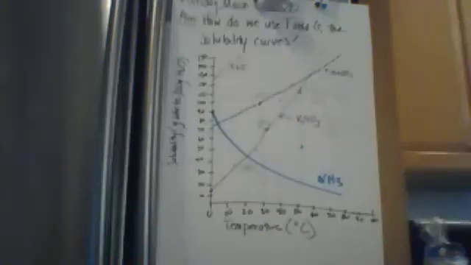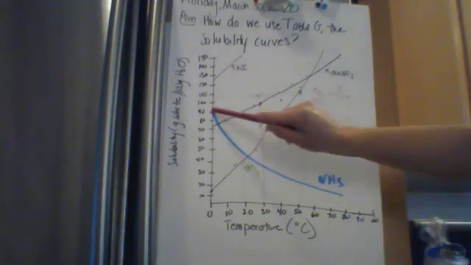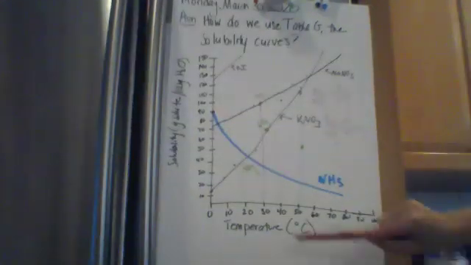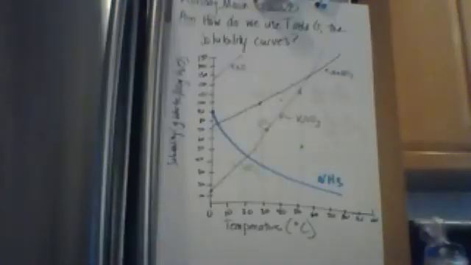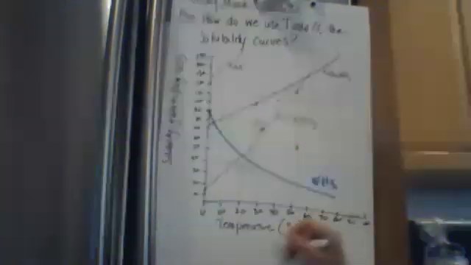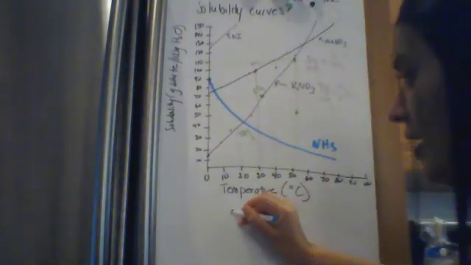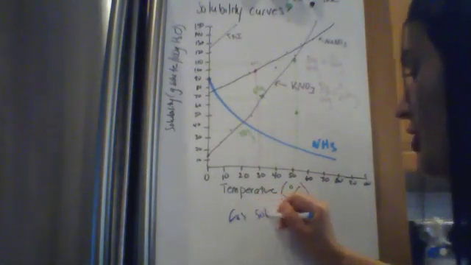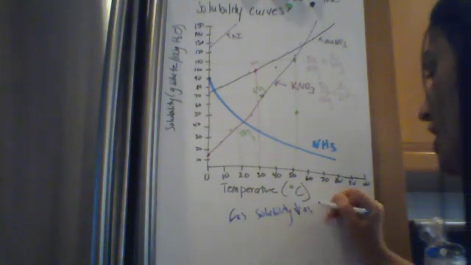However, you'll see something like this NH3 curve here. This is showing an indirect relationship, where as the temperature increases, it's becoming less soluble. And that's a typical trend for gases. So for gases, let's see if I can switch this up a little bit. So for a gas, solubility decreases as temperature increases.